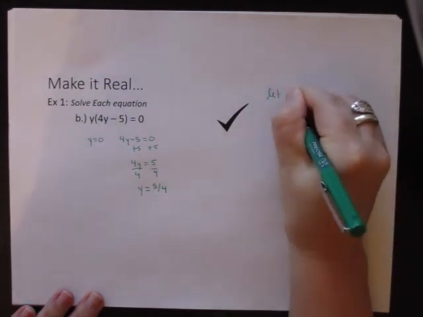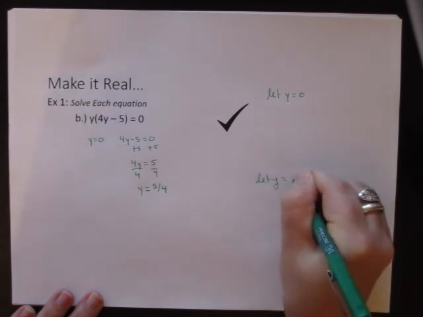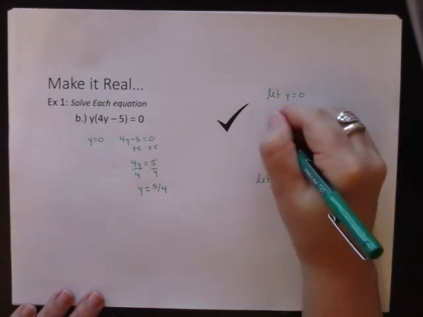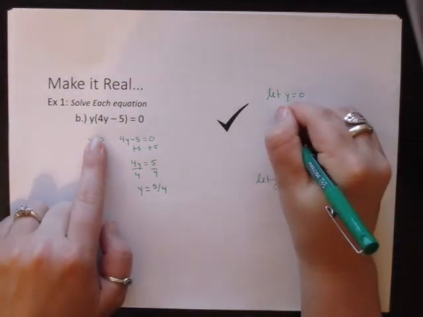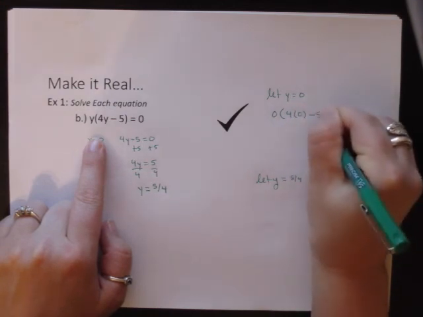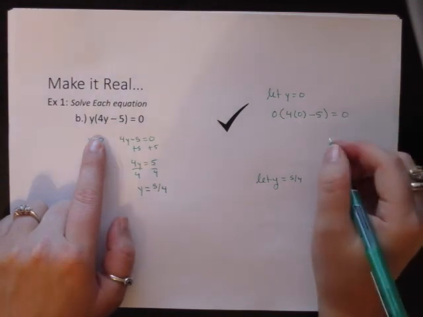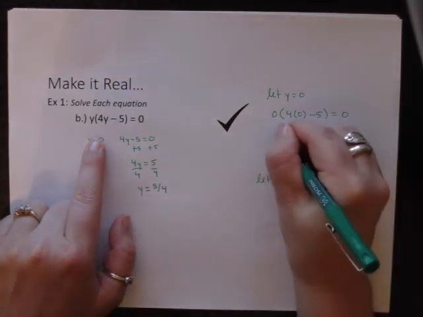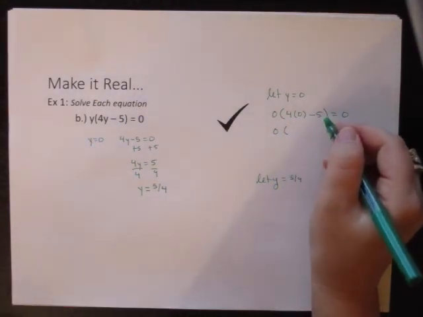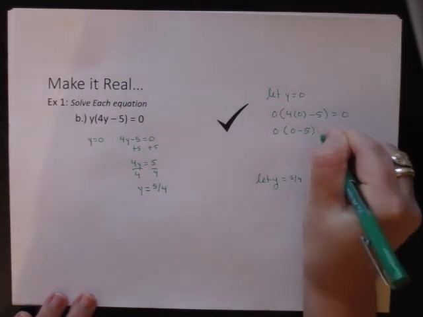So we're going to let y equal 0, and we're going to let y equal 5 over 4. Okay, so wherever I see y, I'm going to plug in 0 for the first one. So I'd go 0 equals 4 times 0 minus 5 equals 0. According to Please Excuse My Dear Aunt Sally, we've got to deal with the parentheses first. So I'm just going to bring that 0 down. Within my parentheses, I've got to do multiplication. So 4 times 0 is going to give me 0 minus 5 equals 0.